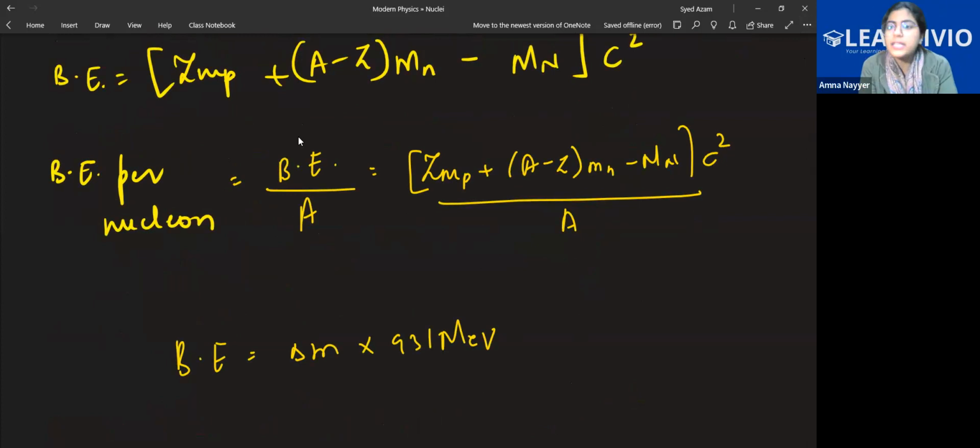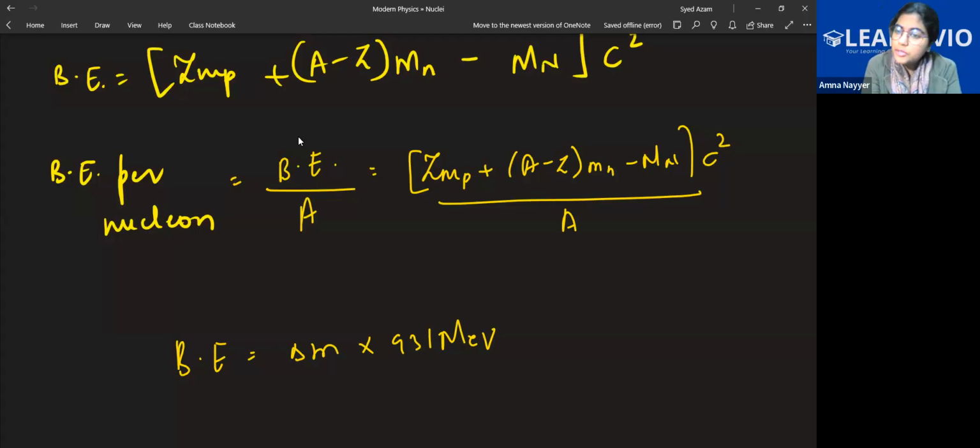And sometimes questions are asked on binding energy per nucleon. It means for every nucleon, that is every proton and neutron, what is the binding energy for each of them? If the total is this, for each of them, what is it? That is the binding energy per nucleon. So binding energy per nucleon is basically [Z Mp plus (A minus Z) Mn minus M] by A, that is, the mass defect into c square, divided by A.